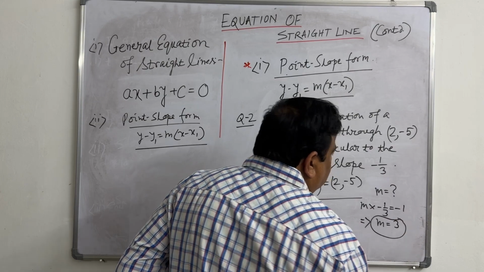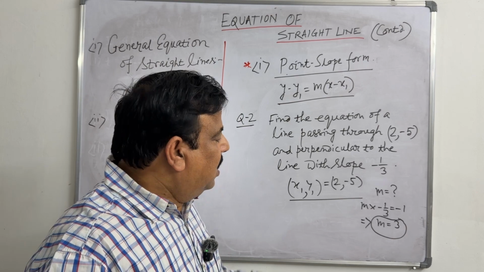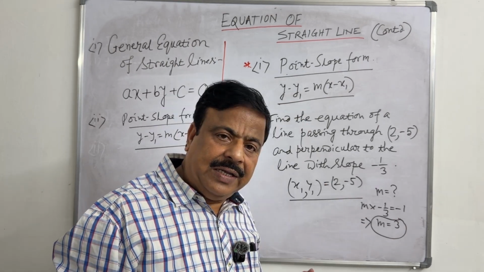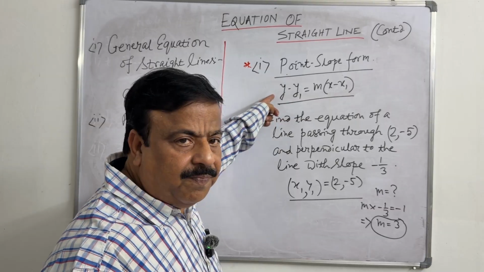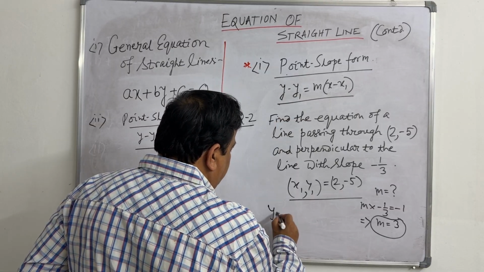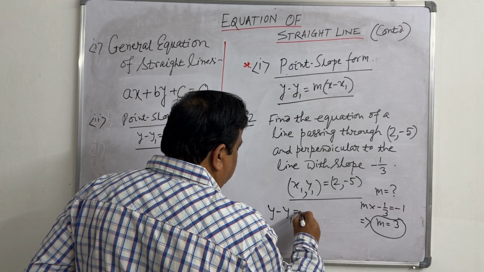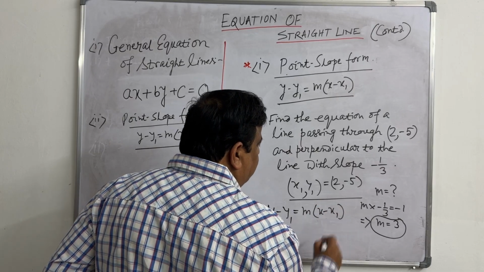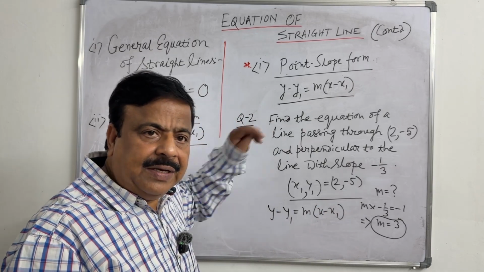Okay. So the slope of the line under consideration is 3. Clear? Now use this formula: y minus y1 is equal to m into x minus x1. This will be the equation of the line.